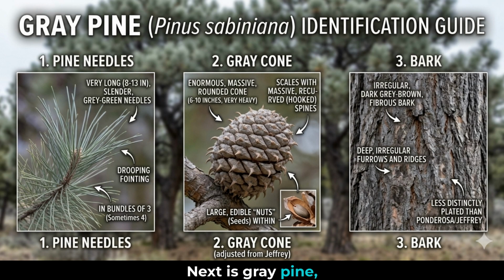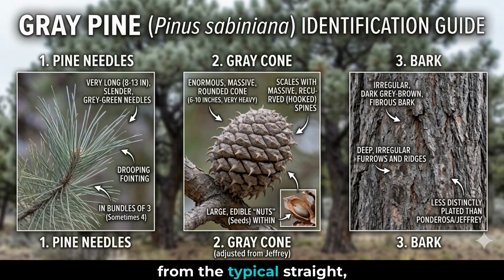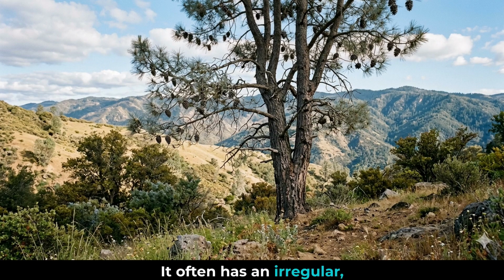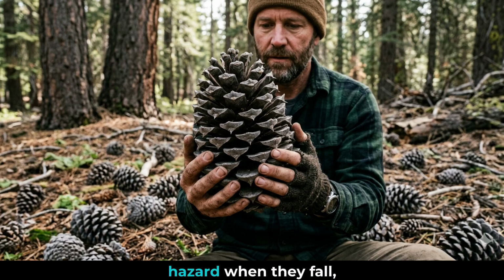Next is gray pine, which looks quite different from the typical straight, symmetrical pine people often picture. Gray pine is adapted to hot, dry foothill environments. It often has an irregular, open crown and gray-green foliage. One of its most noticeable features is its cones, which are large, heavy, and often produced in abundance. These cones can become a hazard when they fall, especially in developed areas or work zones.